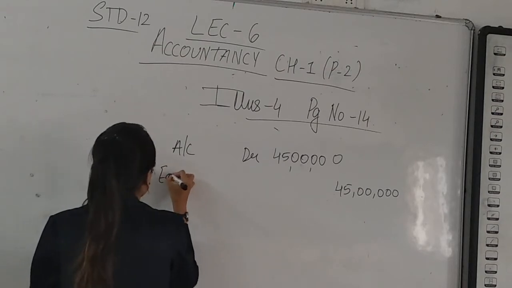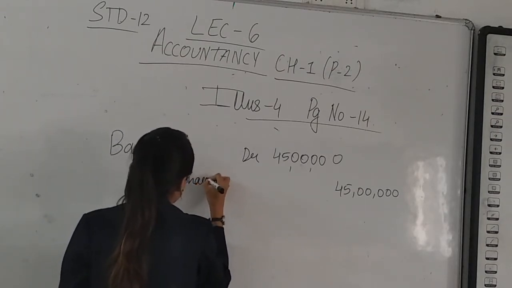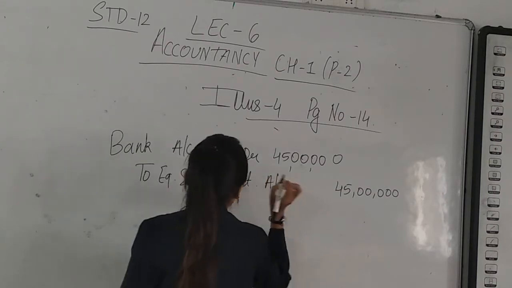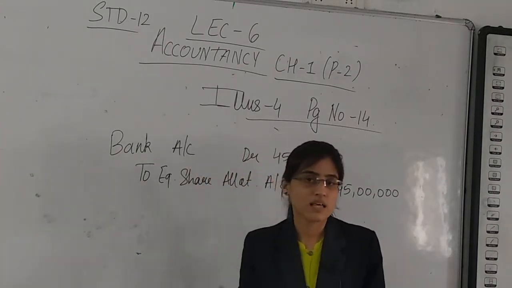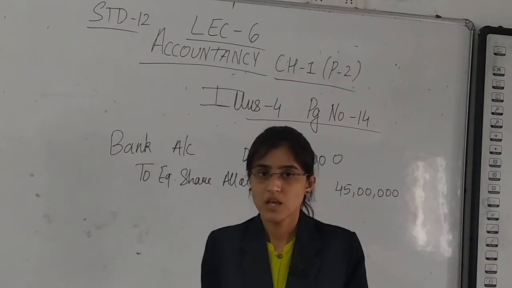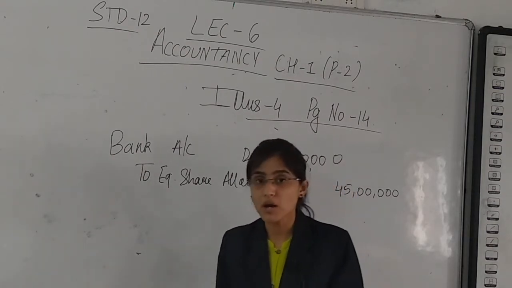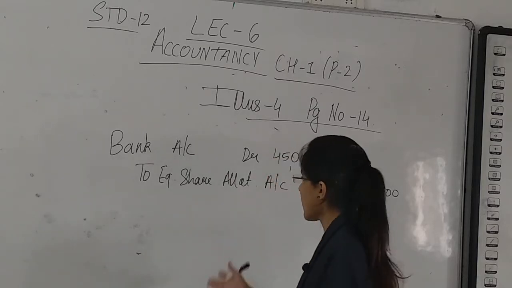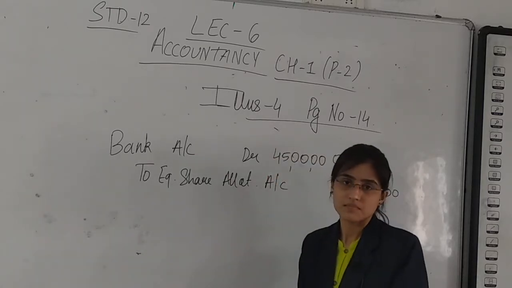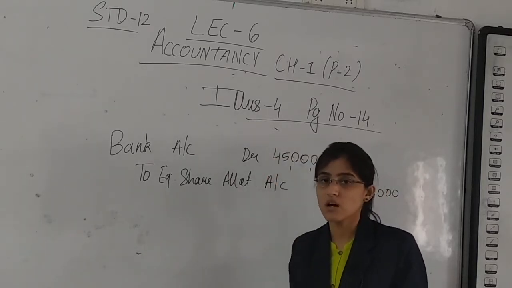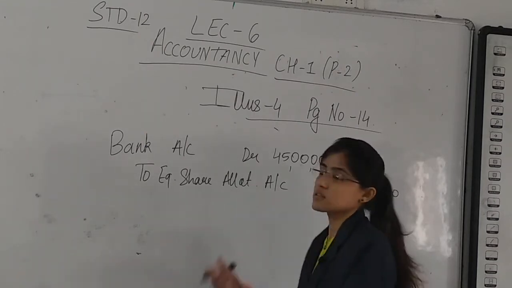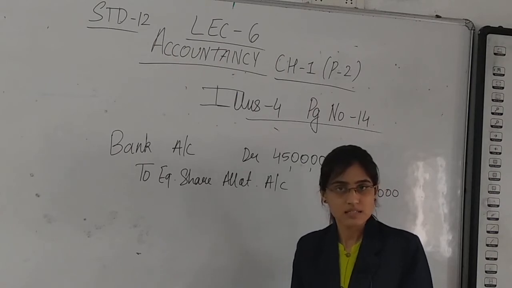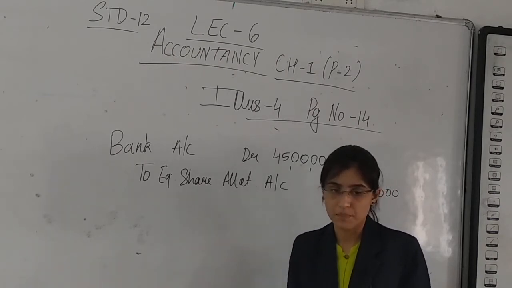to equity share allotment account 45 lakh. There is no call in arrears. There is no person who has not paid allotment money. So 18 lakh into 2.5 again. कितना ड्यू हुआ था 45 लाख, कितना रिसीव हुआ 45 लाख. Yes, simple.